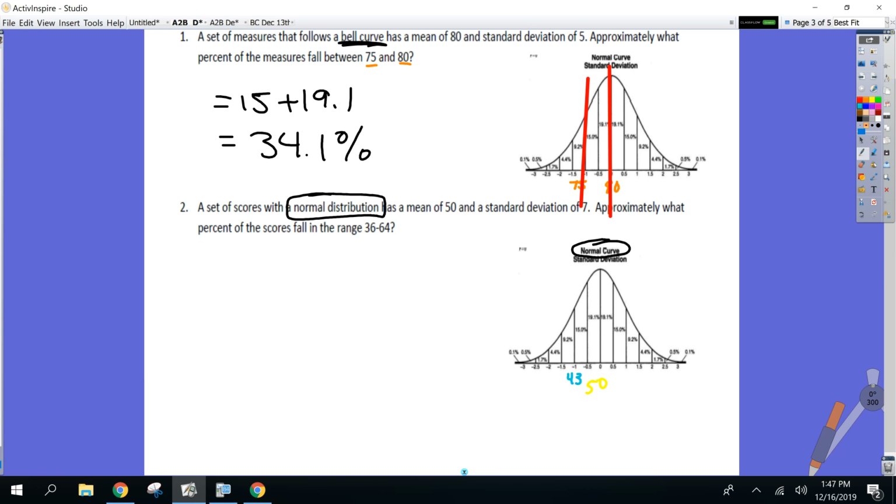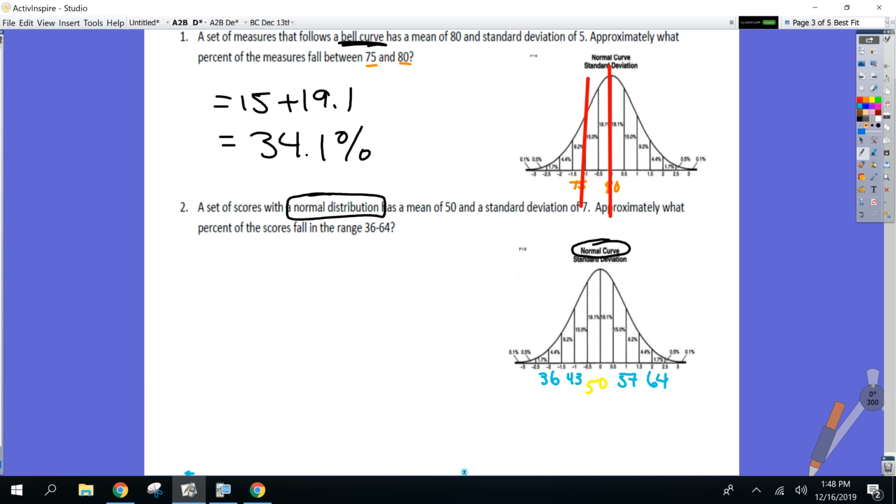Still not good enough, right? Because I need to know 36. So what's your suggestion? Keep subtracting 7, and we'll go to 36. That's at -2 now. We don't need to worry about the halves. 36 at -2. Ready to go above? 50 plus 7 at 1 is 57. Not good enough. Need 64. What's going to be at 2 above? 64. Yep.